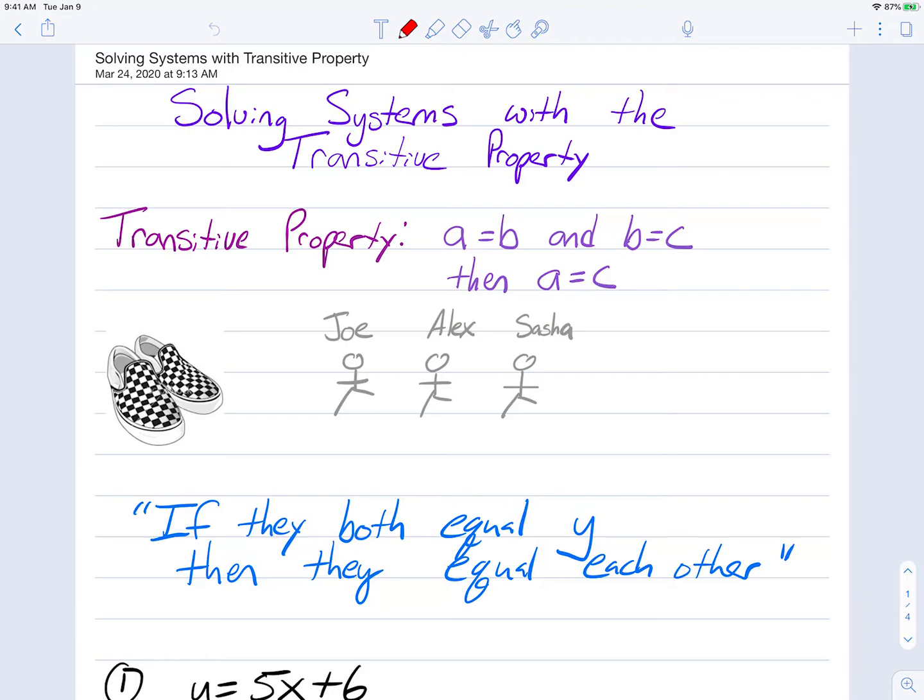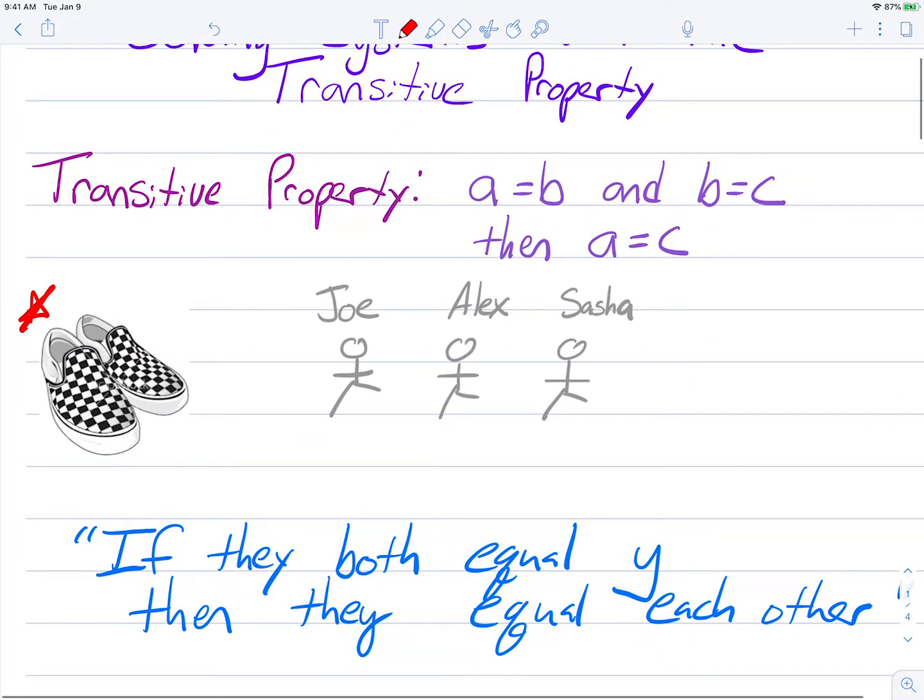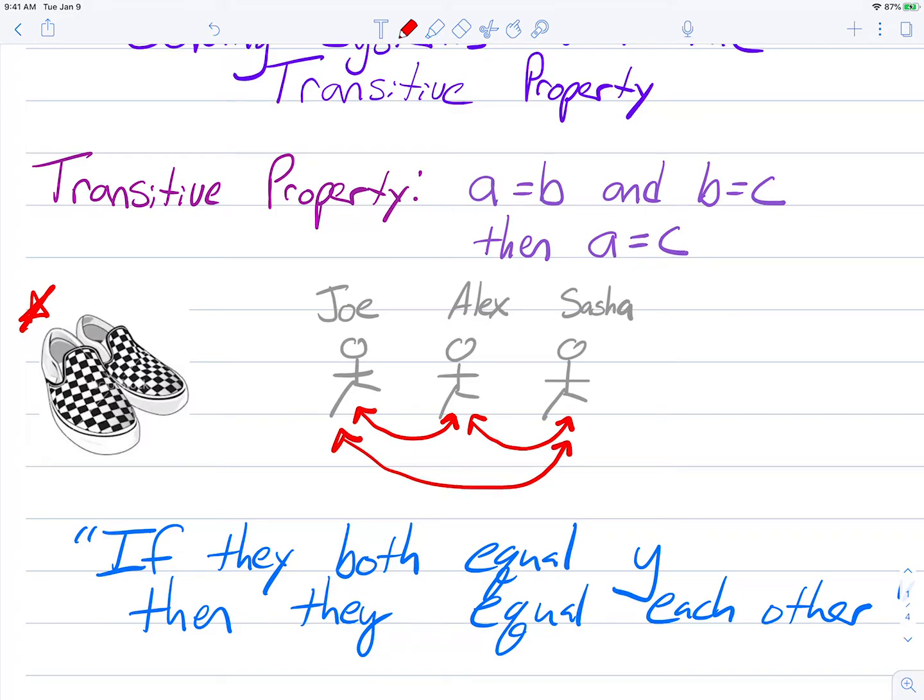Okay, so what does that mean? Let's just say that people were comparing their types of shoes. So some people are saying that they had like some Vans, okay? If Joe and Alex said that they had the same shoes, and Alex and Sasha said that they had the same shoes, then we could say that Joe and Sasha had the same shoes. It's like you can cut out the middle person. You don't have to worry about that middle person. The two people that you started and ended with are also the same.